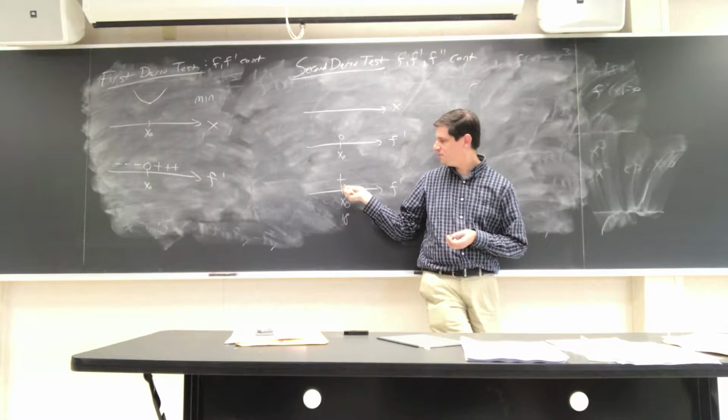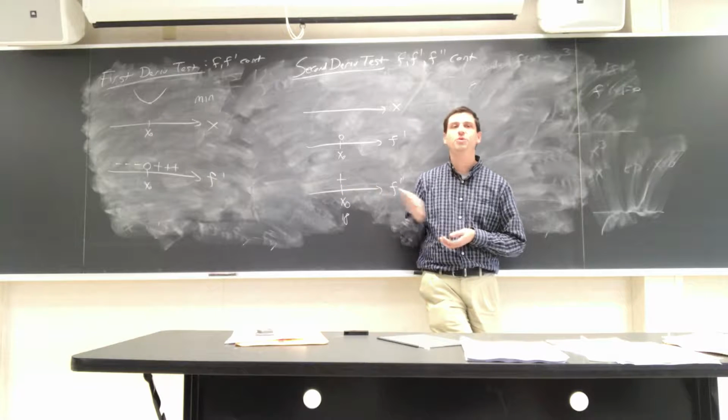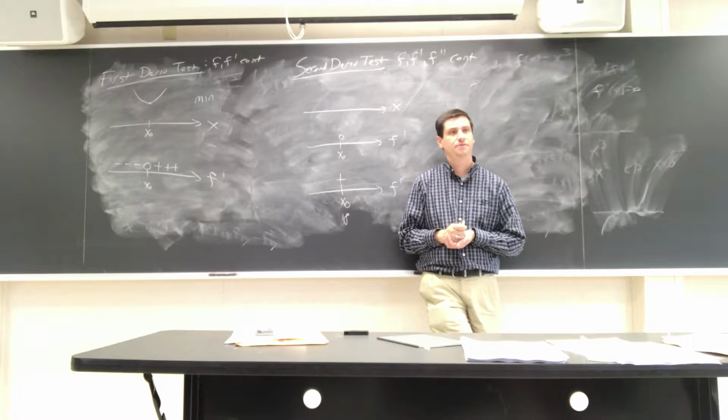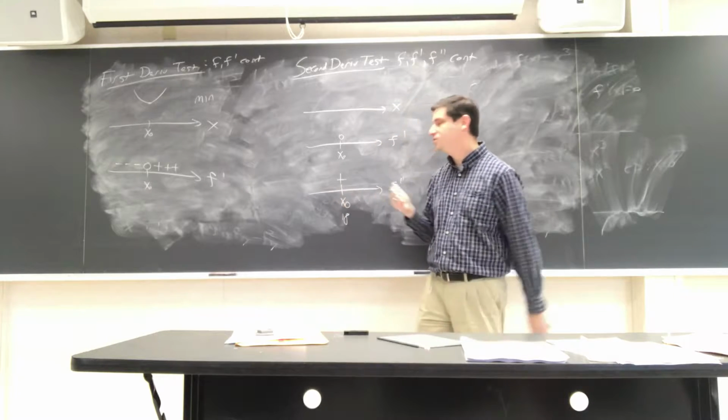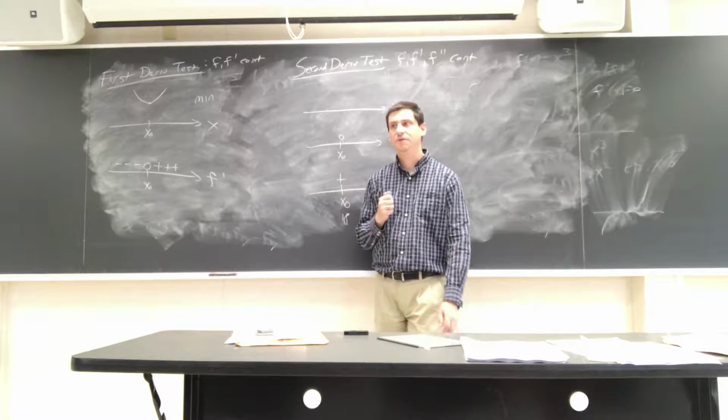What must be true about the second derivative if I move just a little bit away from x naught? What can you tell me about the value of the second derivative? So what should it be if I'm very, very close to x naught? It should be approximately what?